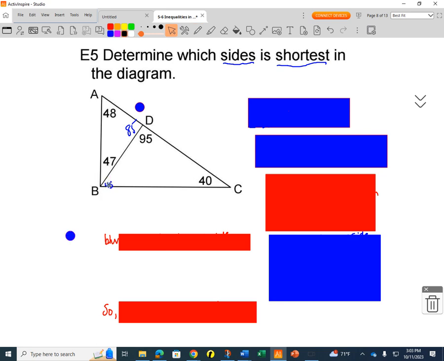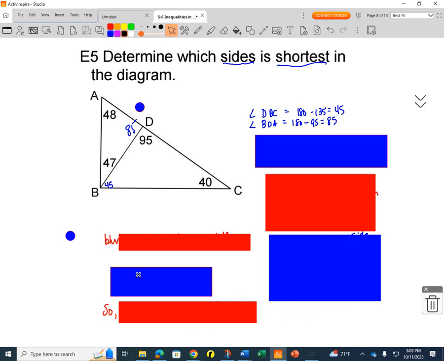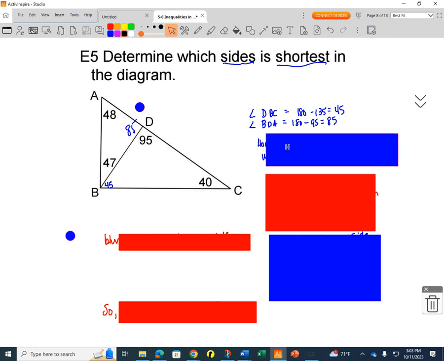And now we know that that angle, not angle B, because there's two angles there, but angle DBC measures 45. So that's how we got the measure of those angles. We have to do that first. If there's missing angles, we have to fill that in first. So how can we do it if we don't know the side length?